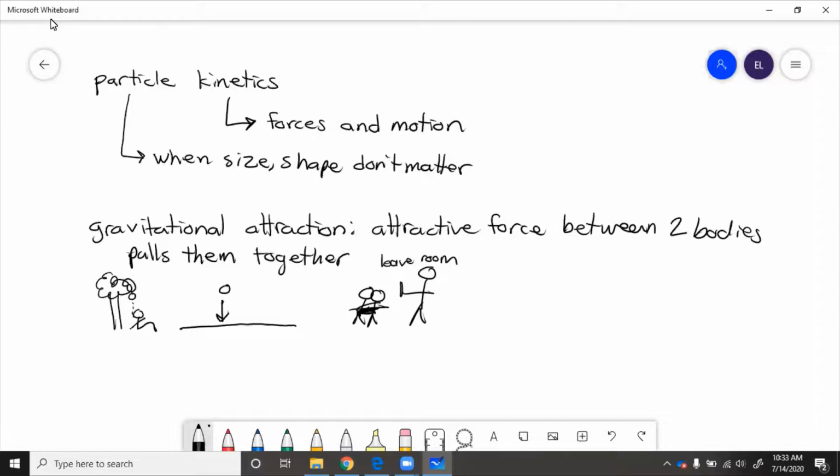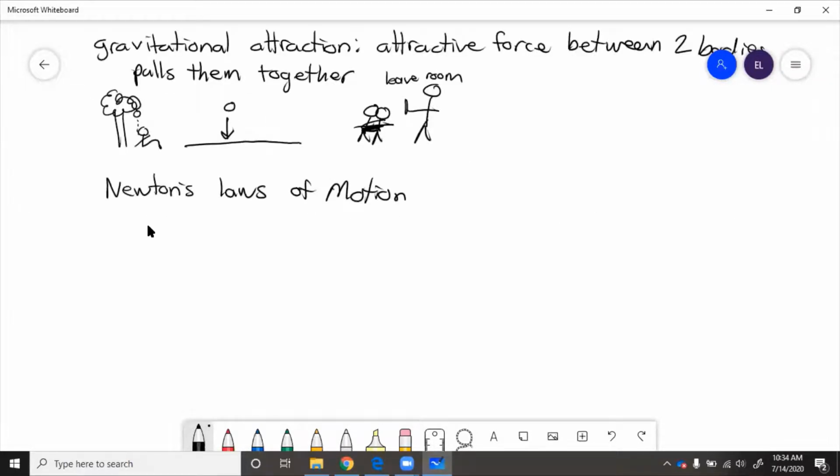Now, Newton also discovered other laws. He gets into all kinds of different stuff, actually, like physics, math, economics, astronomy. He was all over the place. But his 3 laws of motion are what we need to talk about next. So he has 3 laws of motion.